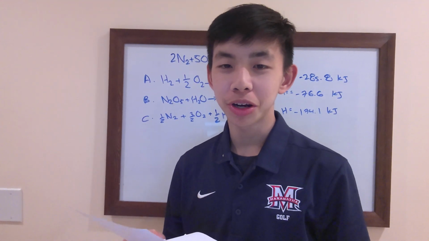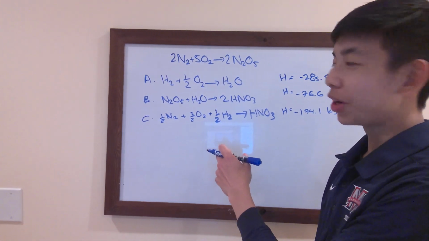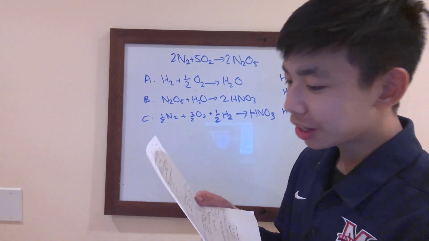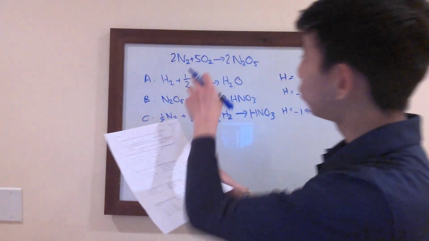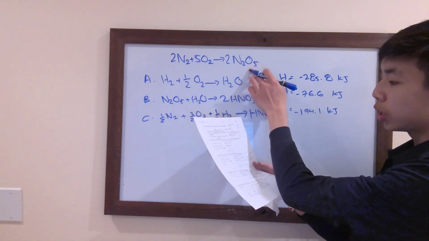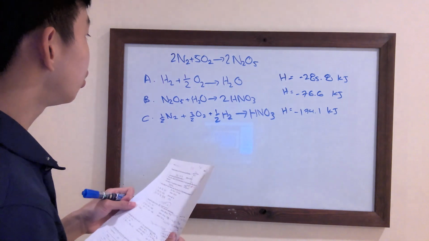Alright guys, buckle in your seatbelts. We're gonna accelerate. So last problem we had 2. This one's gonna have 3. So calculate the heated reaction for 2N2 plus 5O2, which brings us to 2N2O5, with the reactions below.